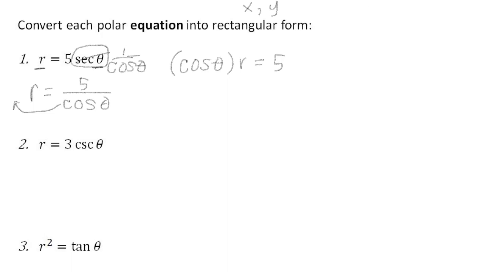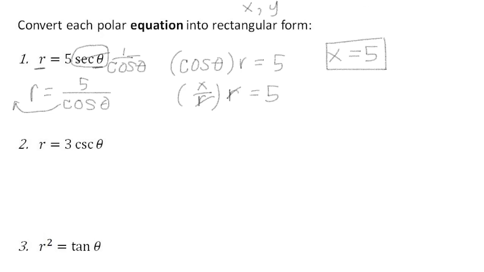And we know cosine of theta is going to be x over r. We know that from our right triangles. And then that's also times r, which equals 5. And notice these r's will cancel each other out. So I have x is going to be equal to 5. And so that would be my final answer. Very similar, we would do the same thing with number 2.